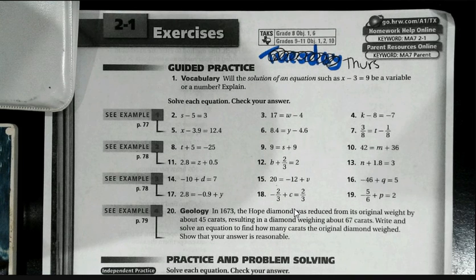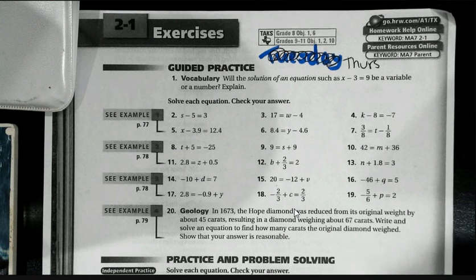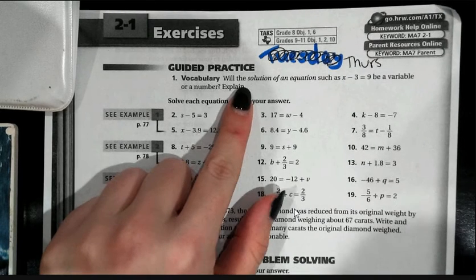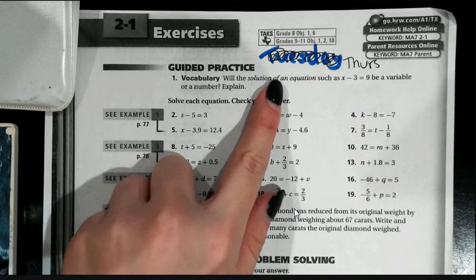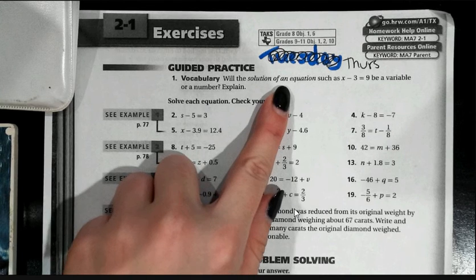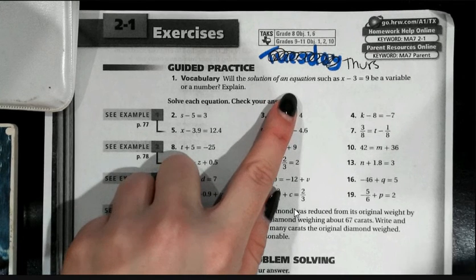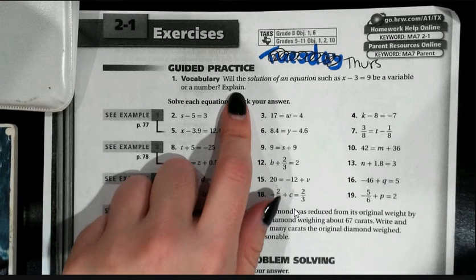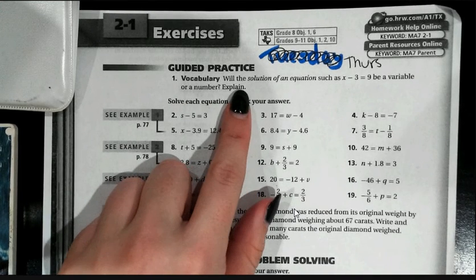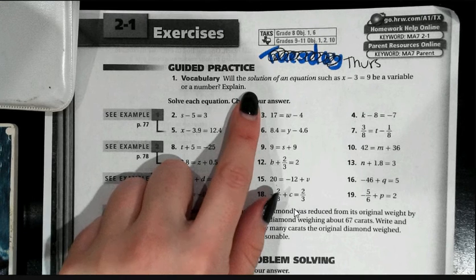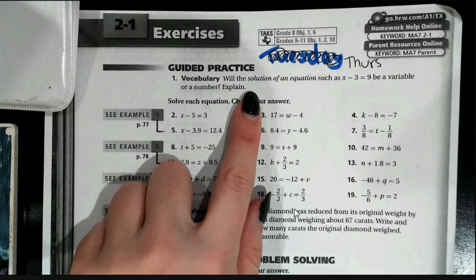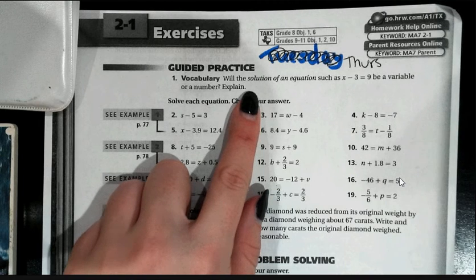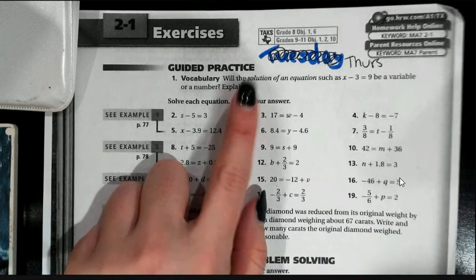Okay? So let's go ahead and get started with exercise 1. For number 1, this says, will the solution of an equation such as x minus 3 equals 9 be a variable or a number? What I want you to do right now is write down what you think. You have 10 more seconds to write down what you think. So will the solution be a variable or a number?